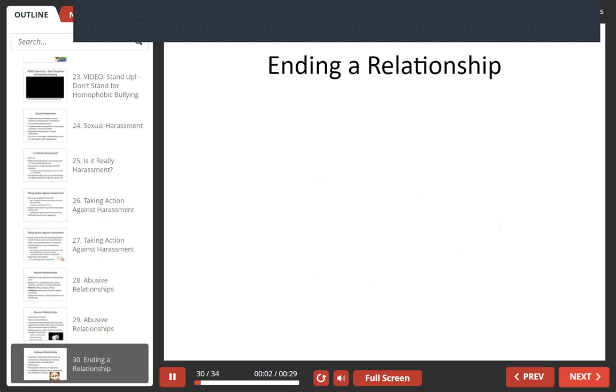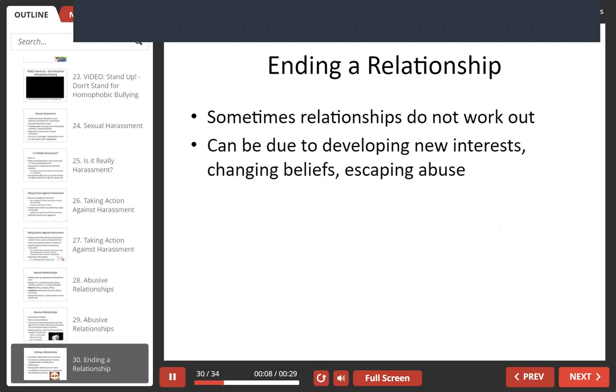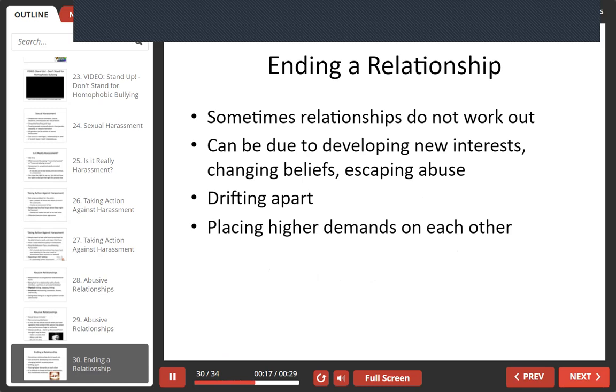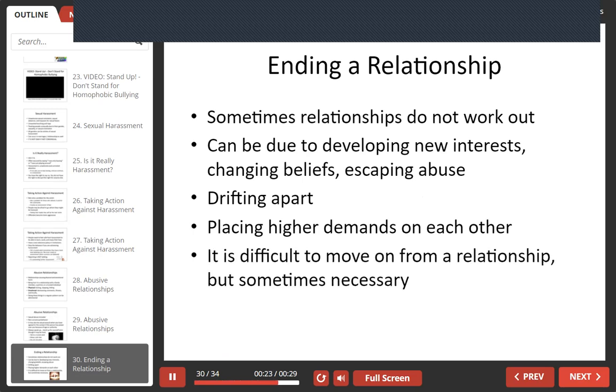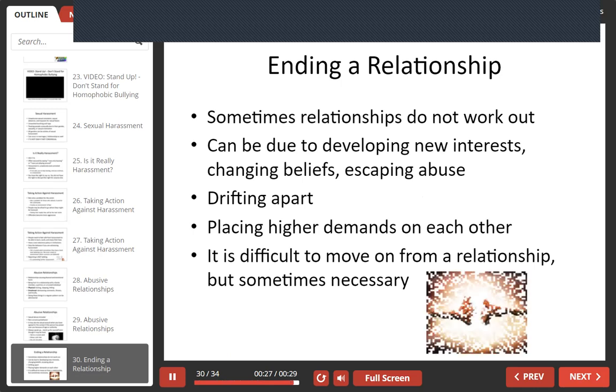Sometimes it is necessary to end a relationship. Sometimes relationships do not work out, and it can be due to developing new interests, changing beliefs, or even escaping abuse. Also, drifting apart. Placing higher demands on each other can also be a factor in ending a relationship. Sometimes it is difficult to move on from a relationship, but sometimes it is necessary.